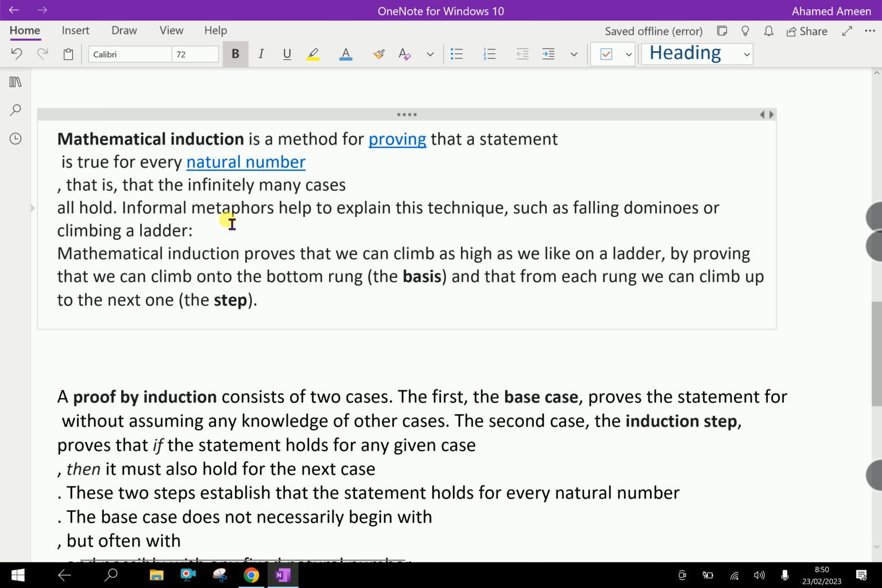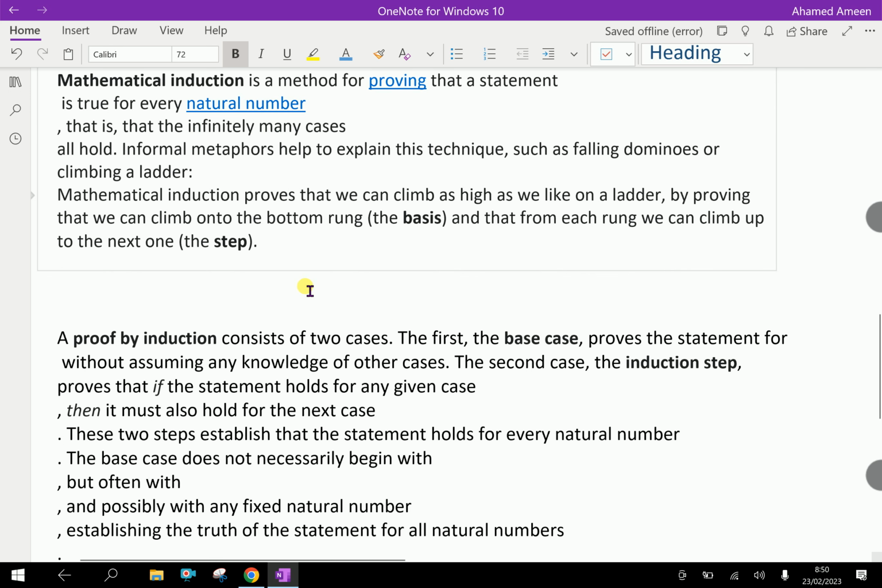That is, it proves infinitely many cases all hold. Informal metaphors help explain this technique, such as falling dominoes or climbing a ladder. Mathematical induction proves that we can climb as high as we like on a ladder by proving that we can climb onto the bottom rung, the basic step, and that from each rung we can climb up to the next one, that is the next step.